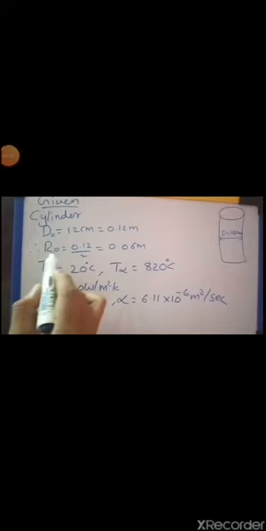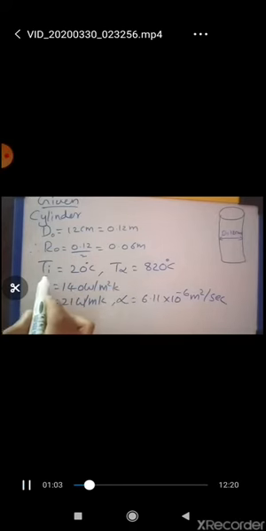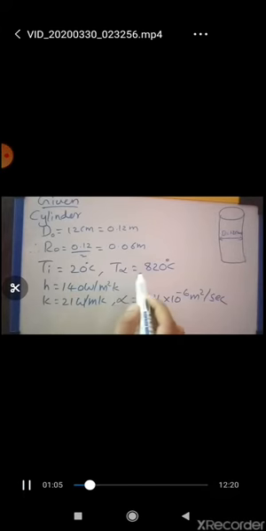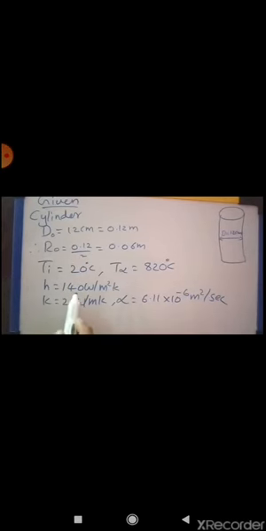Here we are writing the given data. It is a cylinder of diameter 12 centimeter, that is 0.12 meter, therefore radius 0.06 meter, Ti is 20 degrees centigrade, T infinity 820 degrees centigrade, h is 140 watt per meter square Kelvin, k is equal to 21 watt per meter Kelvin, alpha 6.11 into 10 raised to minus 6 meter square per second, density is 7,833 kilogram per meter cube, and c is equal to 465 joule per kilogram Kelvin.